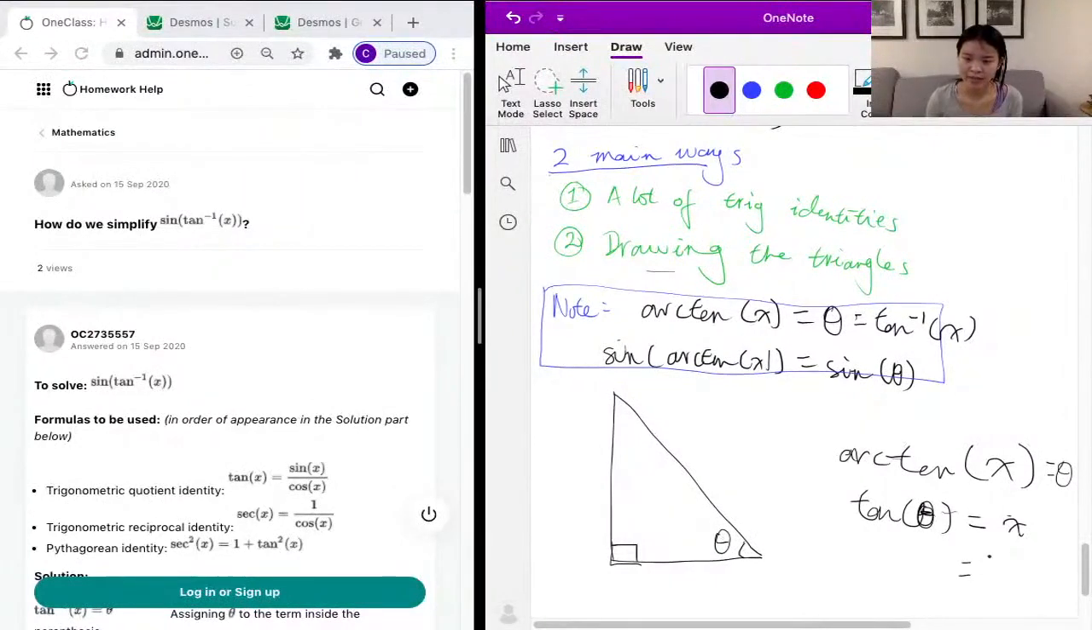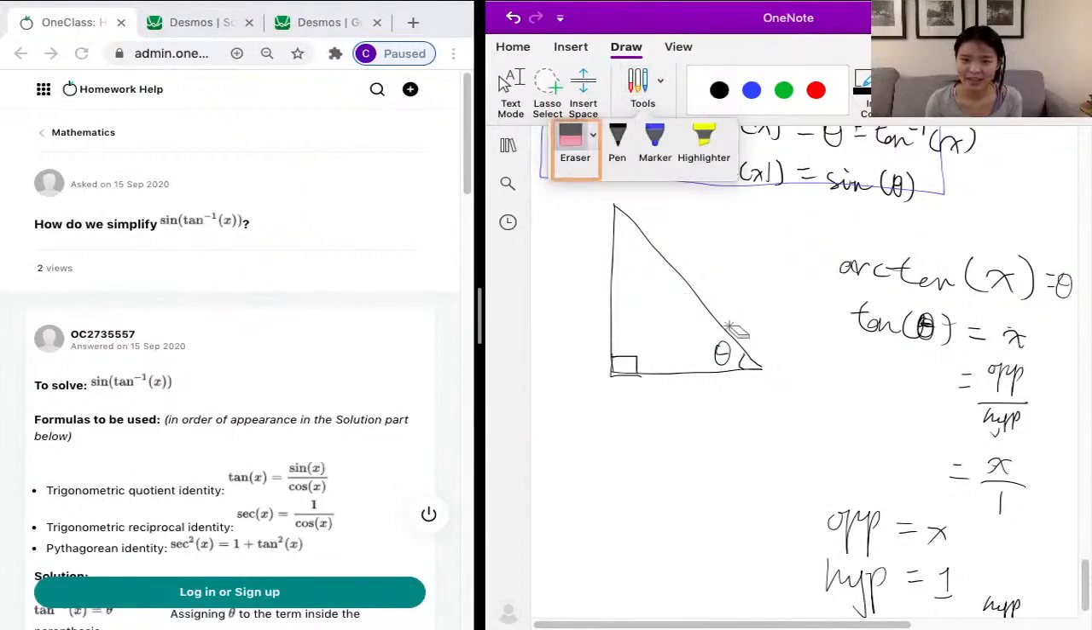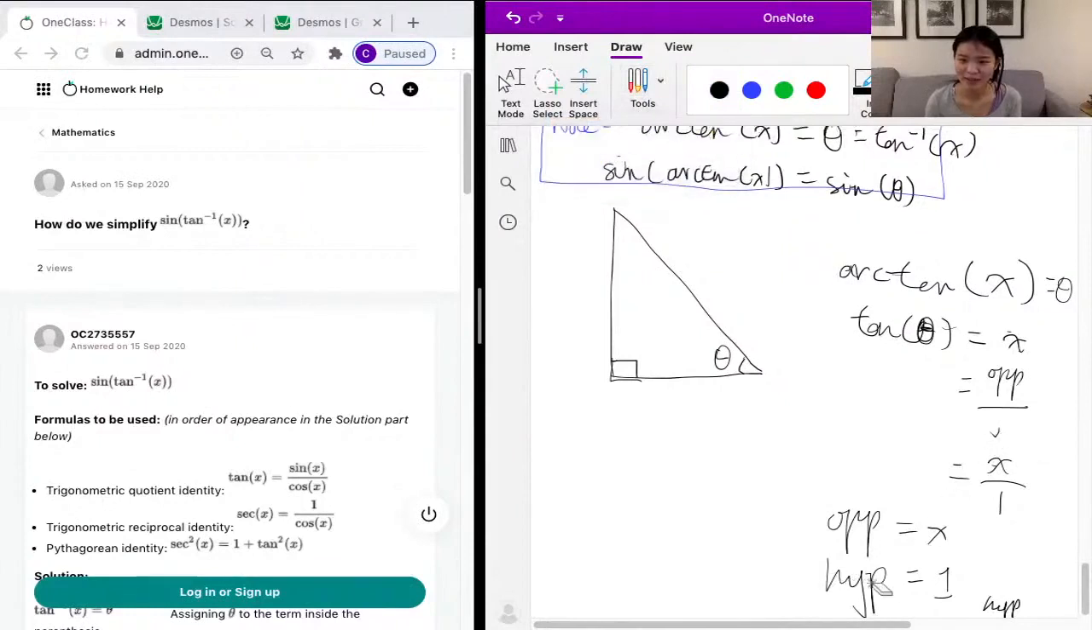We also know that x has the same value as x divided by 1, because any number over 1 is that same number. So we have x equal to x over 1, which also means that the opposite can be x. So we have opposite equals x, and the hypotenuse is, oh, I'm really sorry, tangent is actually opposite over adjacent.